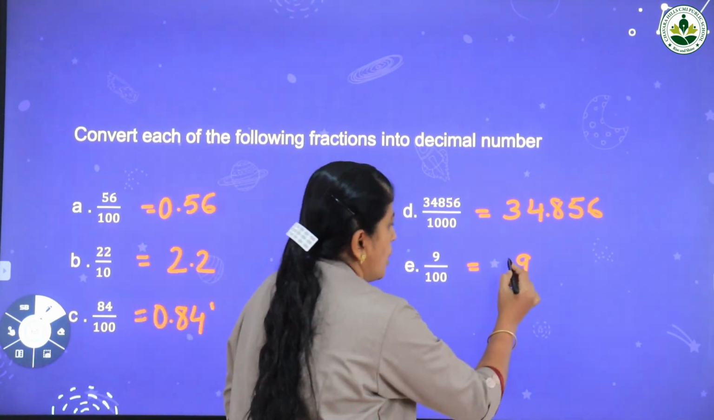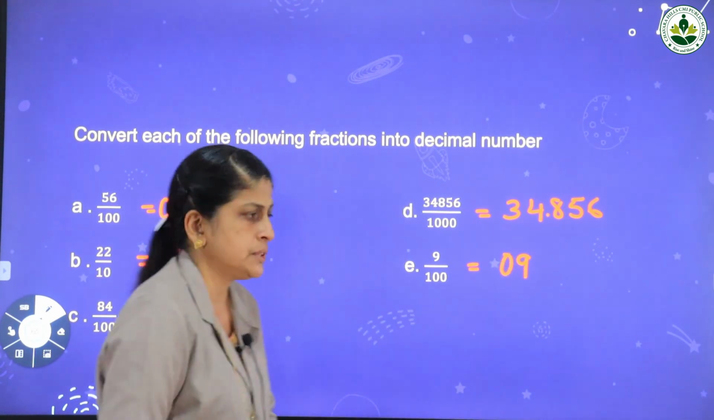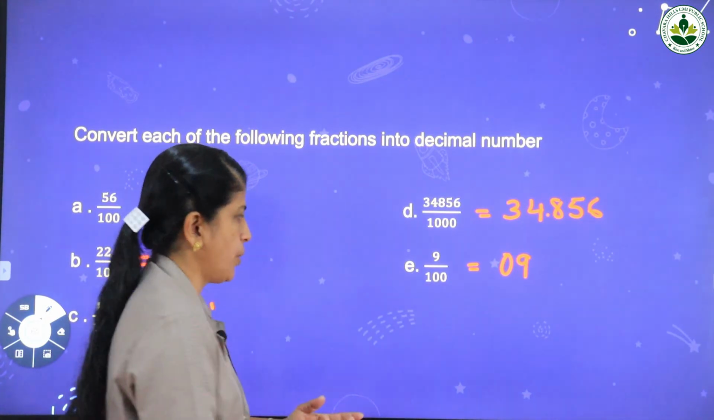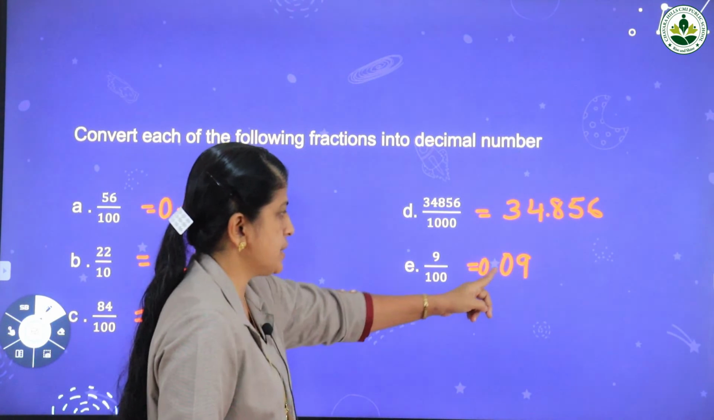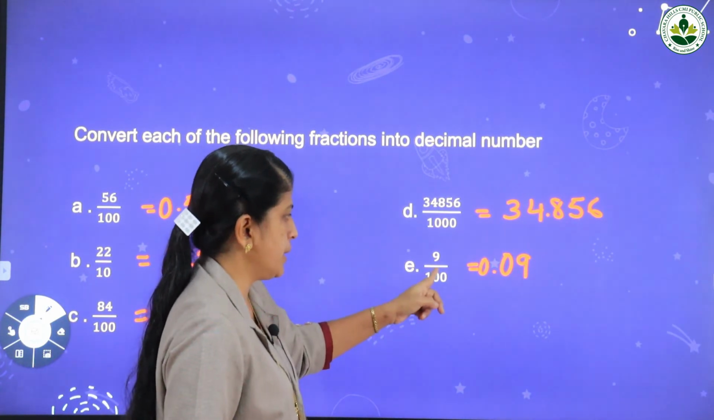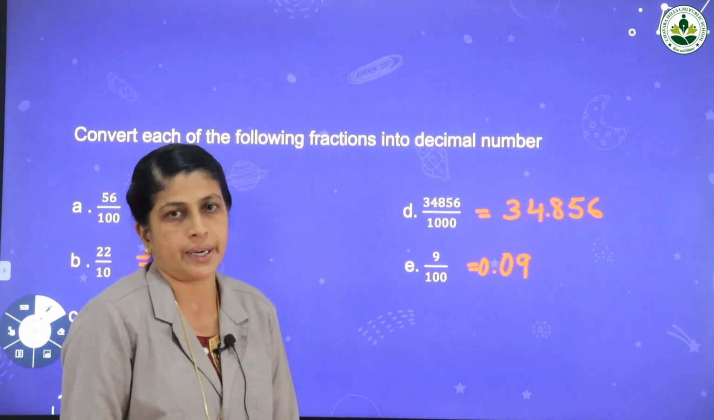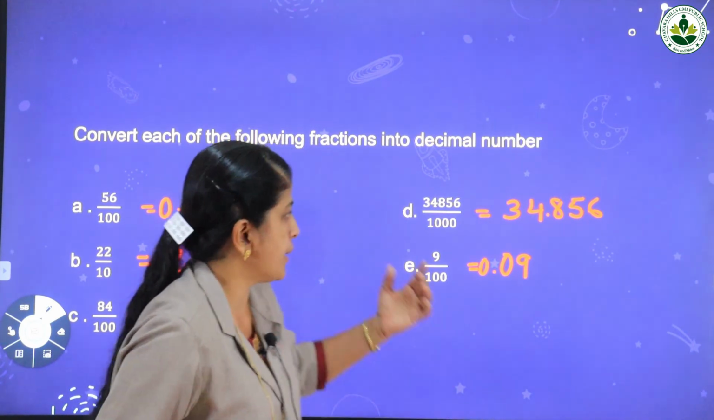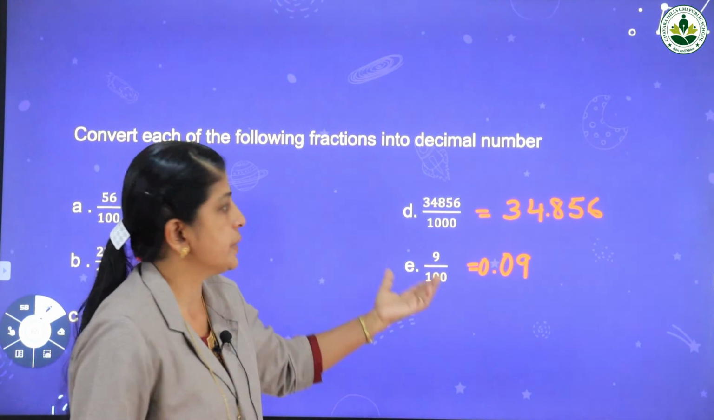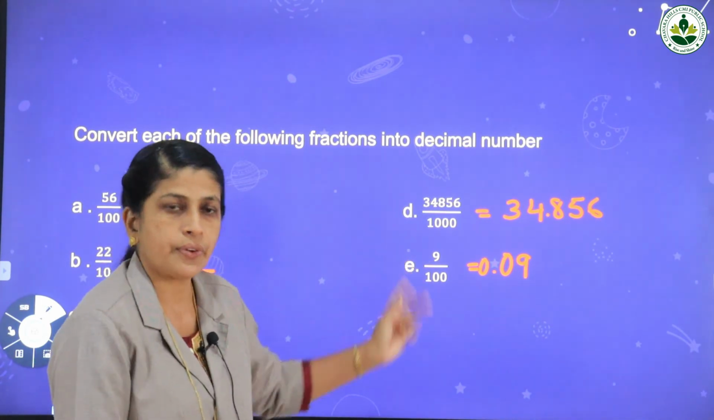Therefore, put a 0 before 9. Now, there are 2 digits. Then put the decimal point. Therefore, 0.09 is the decimal number equal to 9 by 100. That is, if we have a fraction, we can write the decimal number equal to that given fraction.